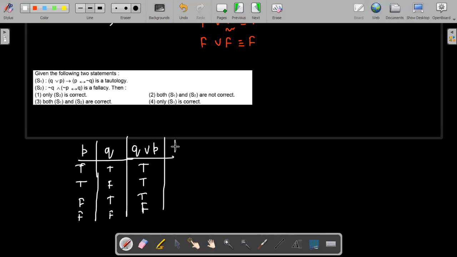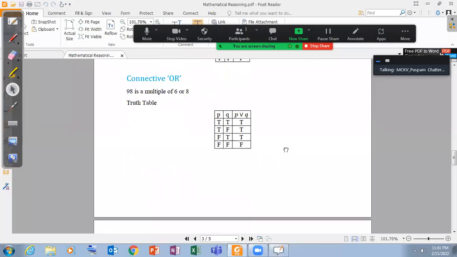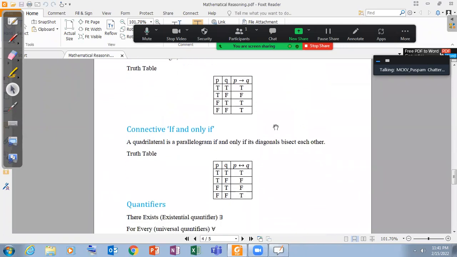And then we have P biconditional not Q, right? It would have been better if I had calculated not Q first, no problem. Not Q, I am writing it here. Not Q is false, true, false, true. So look, this is a biconditional statement. Let's go back and try to understand what a biconditional statement is.